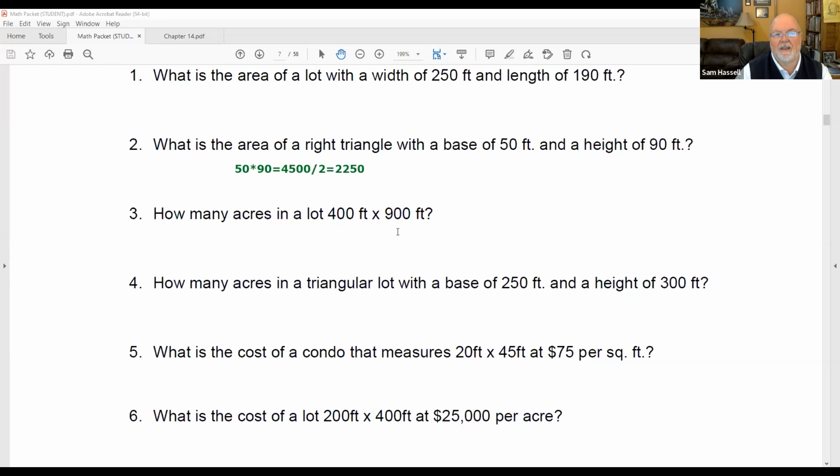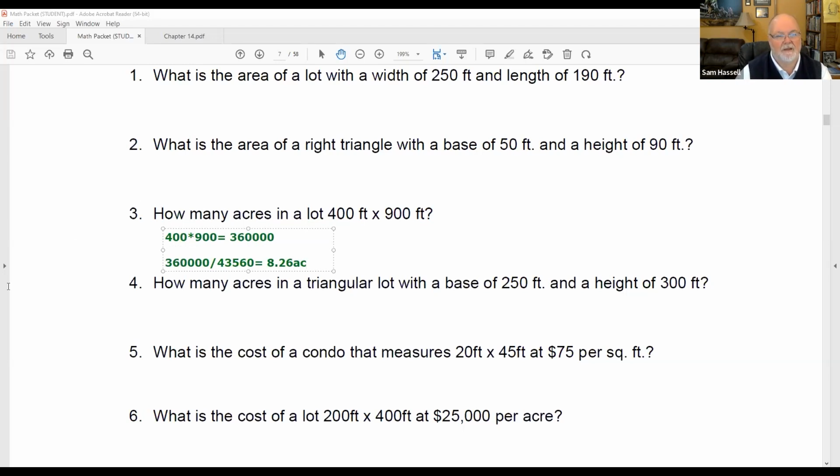How many acres are in a lot 400 feet by 900 feet? Now we're starting to talk. There you go. 8.26. So all we do is multiply them and then divide by how many square feet are in an acre. Pretty simple, right?